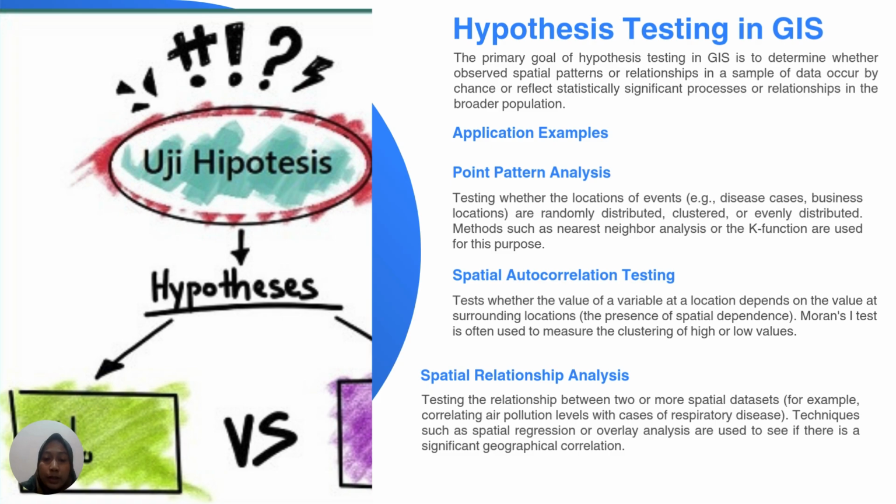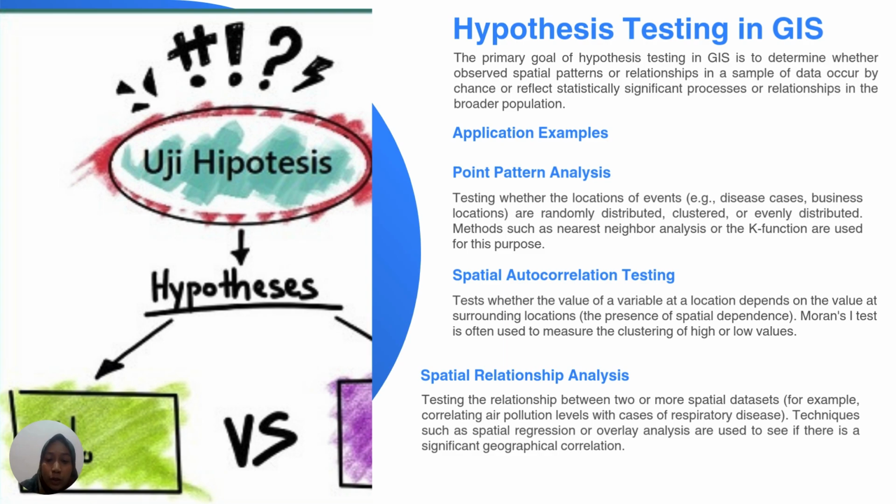Hypothesis testing in GIS. The primary goal of hypothesis testing in GIS is to determine whether observed spatial patterns or relationships in a sample of data occur by chance or reflect statistically significant processes or relationships in the broader population. Application example: point pattern analysis, testing whether the locations of events, disease cases, or business locations are randomly distributed, clustered, or evenly distributed. Methods such as nearest neighbor analysis or the K function are used for the purpose.